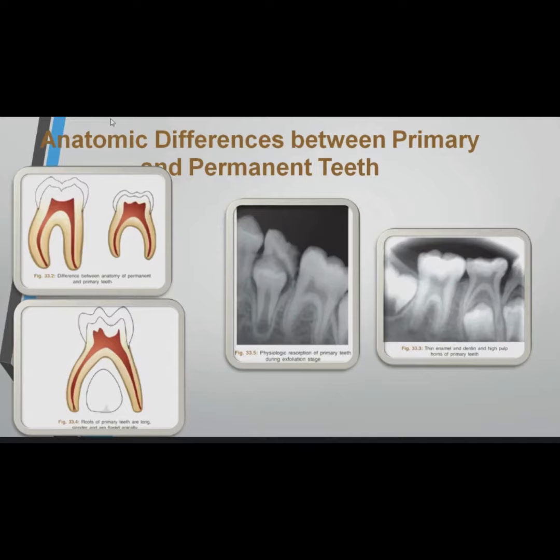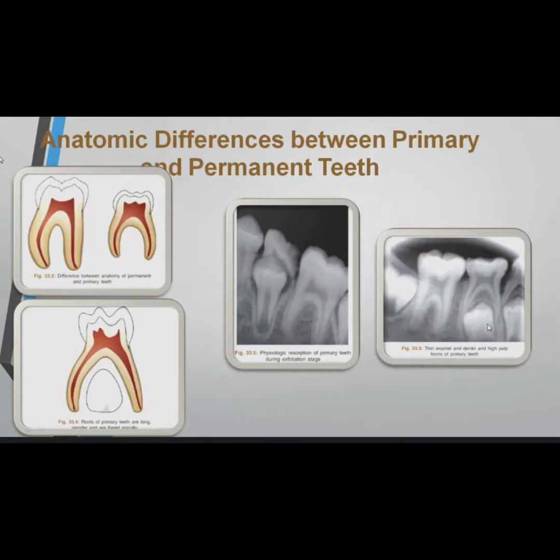So this is the picture which I was telling you about yesterday, about the differences. The roots of the deciduous teeth are more flared, whereas in the permanent they are less flared. They are small and they are large, and the physiological resorption is there, whereas pathological resorption is in the permanent teeth.